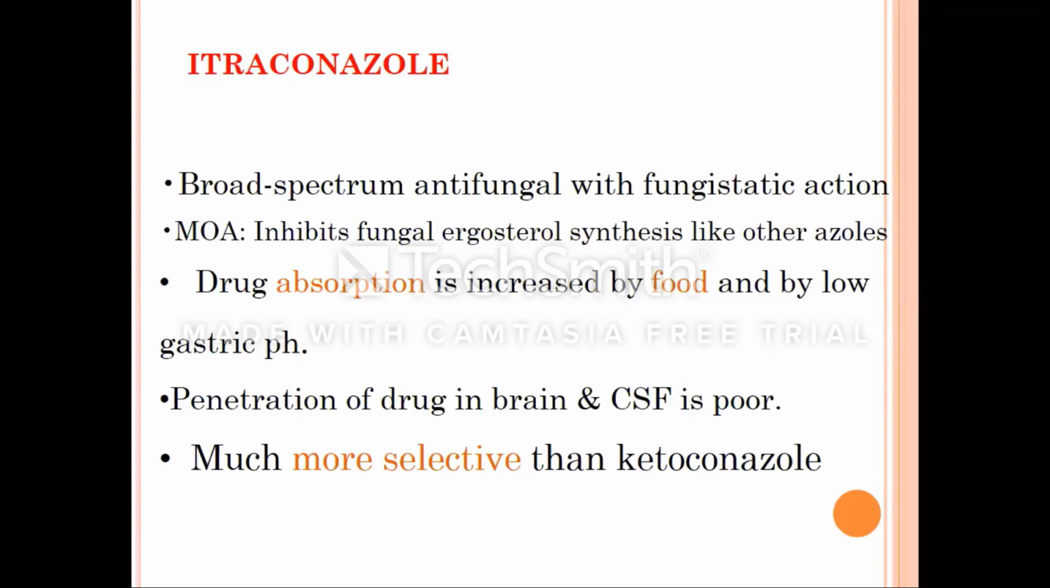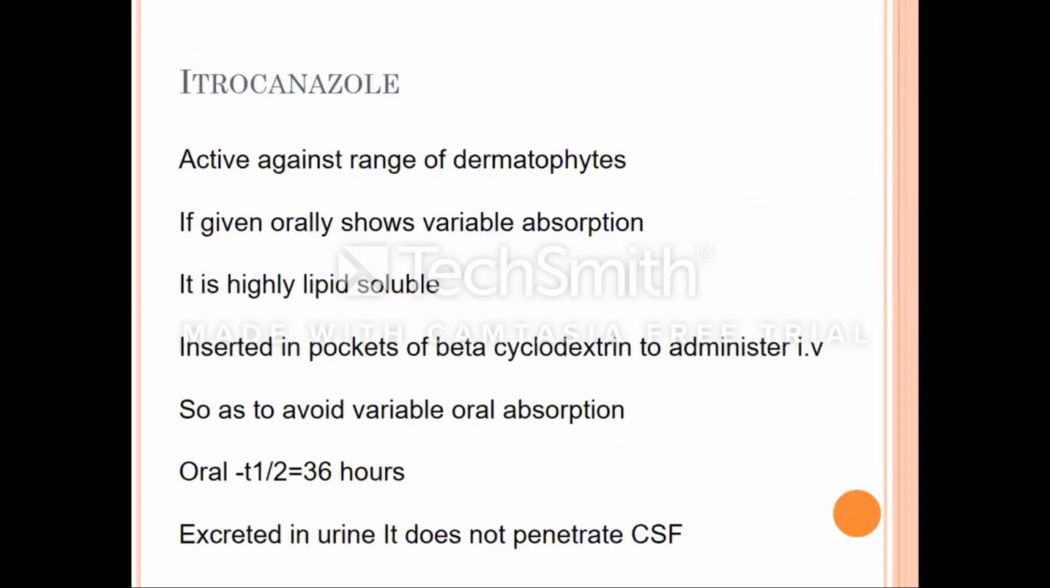What is the difference between ketoconazole and itraconazole is that ketoconazole was not specifically inhibiting the fungal P450 enzyme, whereas itraconazole specifically inhibits the P450 fungal enzyme. And that's the reason the number of drug interactions reduces. Now it is active against a range of dermatophytes.